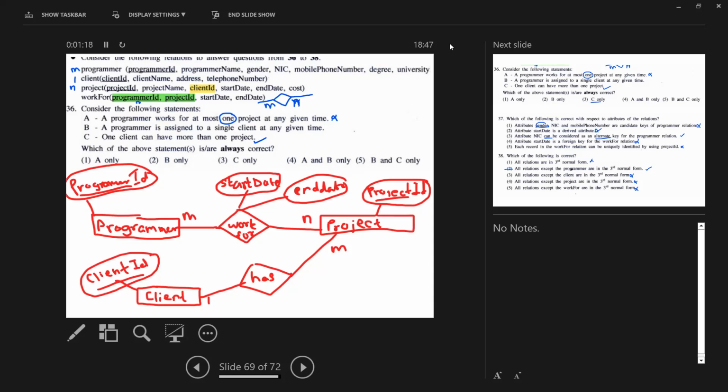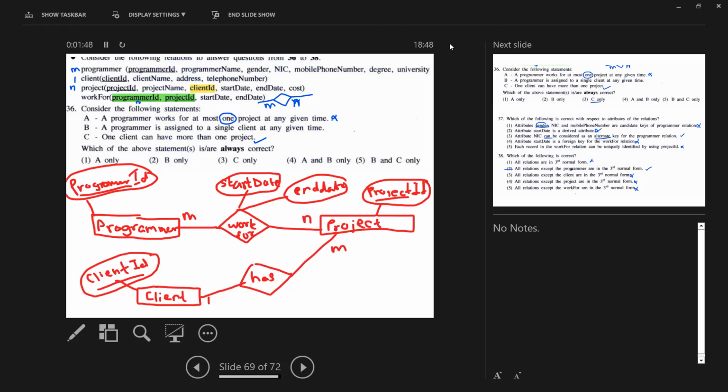Then client table, client ID is the primary key. Other things are attributes. Then project table, project ID is the primary key. Other things are attributes. And other than that, the yellow color highlighted one, client ID is there. So client ID is the primary key of where? Client table. So therefore, we can take client ID as a foreign key. Then work for: program ID, project ID. So there are two keys. So that is a composite key.